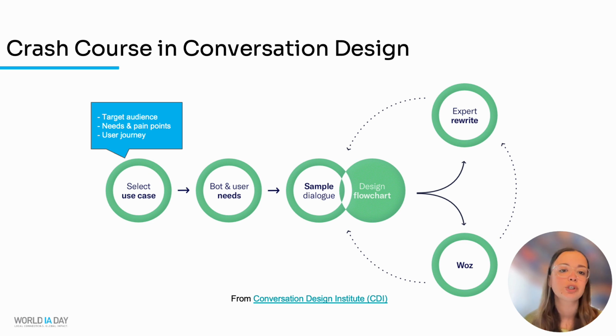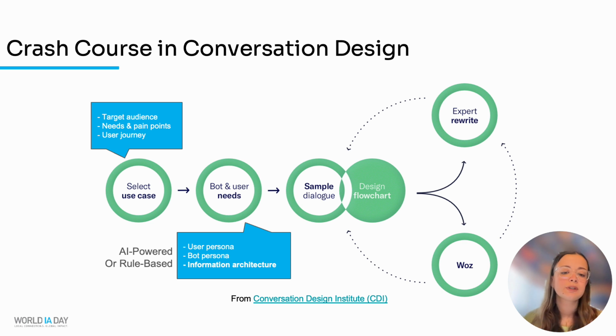So you need to think about who your target audience are, what users' needs and pain points are, what their journey looks like, where in that journey they are going to use the chatbot and for what, etc. So this part should be relatively straightforward. The next step is to understand what the chatbot needs and what the user needs. As I mentioned earlier, this is the part where you would develop a persona for your user and a persona for your chatbot, and see how well those two match and how well they can serve each other. And this is the part where information architecture starts coming into play.